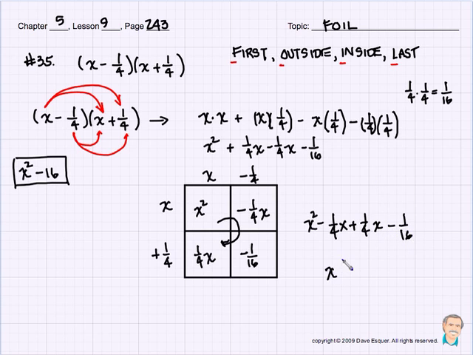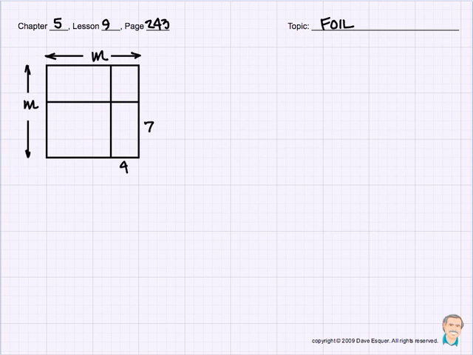And when we combine like terms again, those in the middle cancel out. We end up with x squared minus 1/16. Either way, we still come up with the same solution.